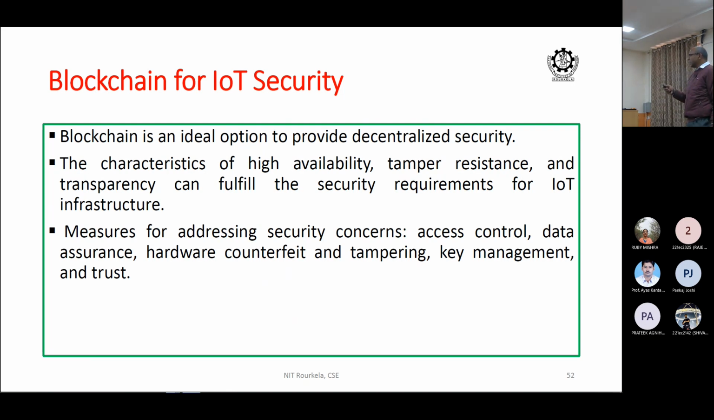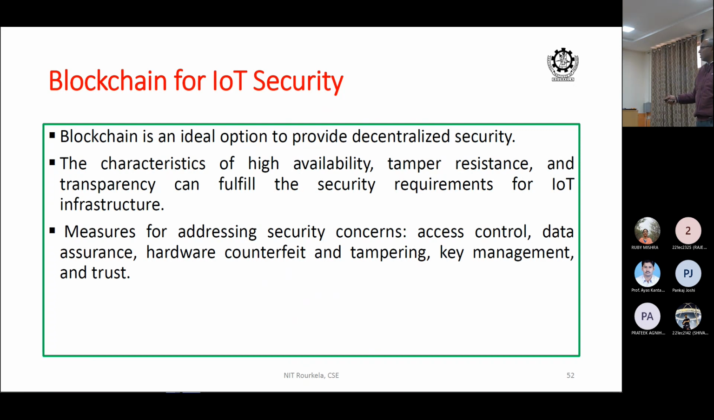Blockchain is an ideal option to provide a decentralized experience. Traditionally, the IoT architecture is a centralized architecture, but blockchain can provide decentralized security. The characteristics of high availability, tamper resistance, and transparency can fulfill the security requirements of the IoT infrastructure. Anyone can access any information on the blockchain.